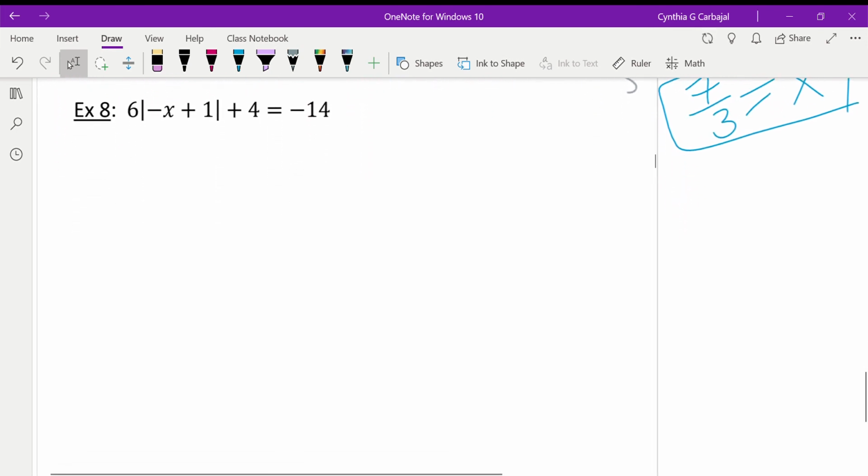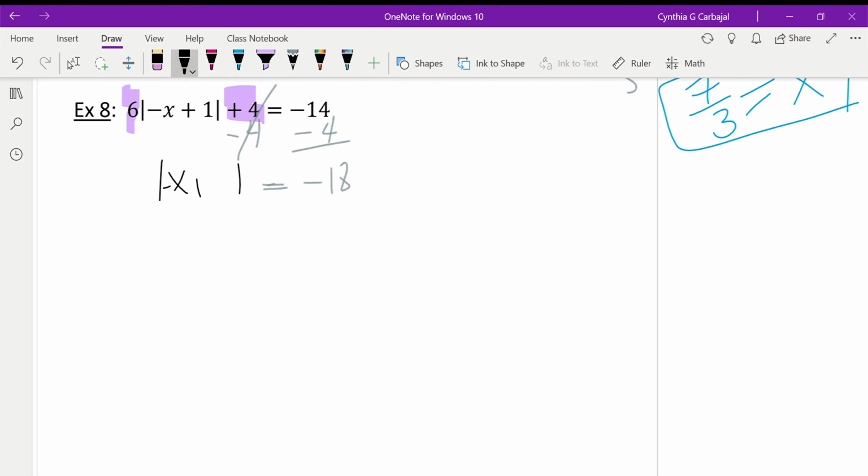Alright, our last example here, we need to get rid of this plus 4 and this times 6. Let's get rid of that 4 first. Subtract the 4. Remember, we always want to get the absolute value sign isolated before we start solving, or before we split them into 2. So that's negative 18. Bring down the absolute value of negative x plus 1 inside, and then the 6. Now let's get rid of the 6. We're dividing by 6, divide by 6. So I'm left with the absolute value of negative x plus 1 equals negative 3.